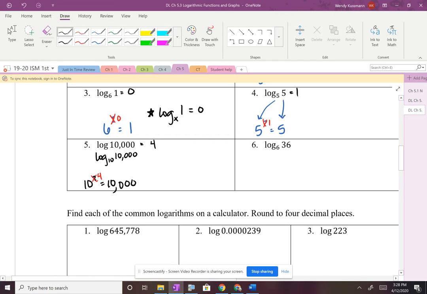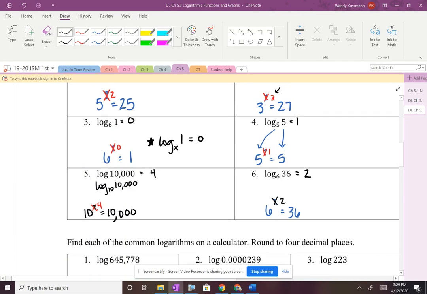All right, this last one is your turn. Go ahead and figure this one out on your own. Hopefully you got that right.